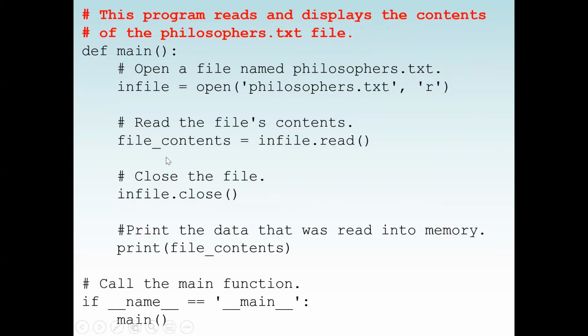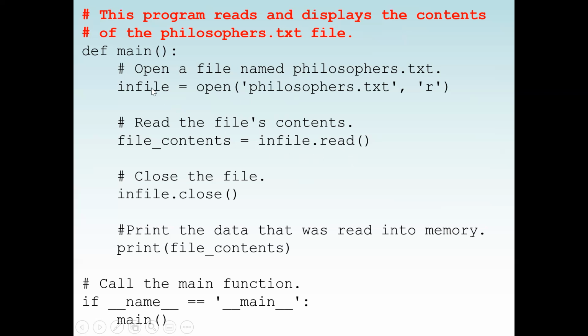So let's see an example here. Normally, this program is going to read and display the content of the philosophers text file. Previously, we wrote our data into it. Now we are going to read from the file. So first thing we do, as usual, we open the file, but this time our mode will be R because we are reading data from philosophers.txt. Previously it was W, which means later we used the write method to write into the file, to save the data to the file. So to read, we use the read method.